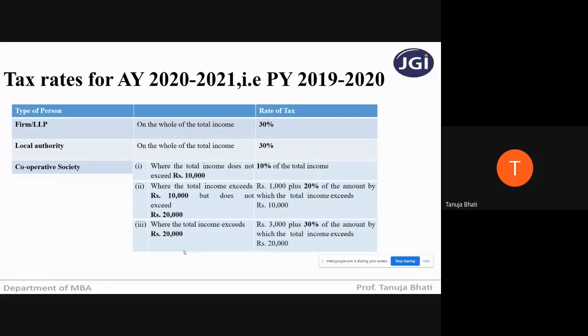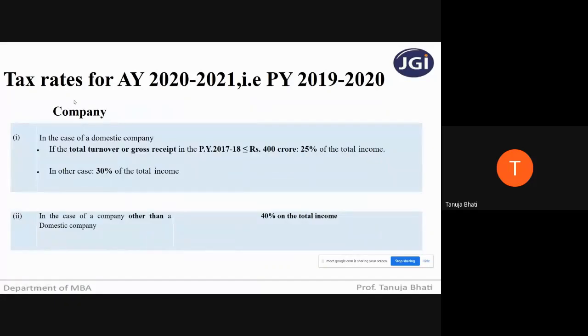Now the next type of person we are remaining with is a company. Company we have not covered. Let us see for a company. In case of a domestic company, a domestic company is an Indian company. Now if the total turnover or gross receipts in the previous year 17-18 is less than or equal to rupees 400 crores, then you have to charge 25% of total income as the tax.